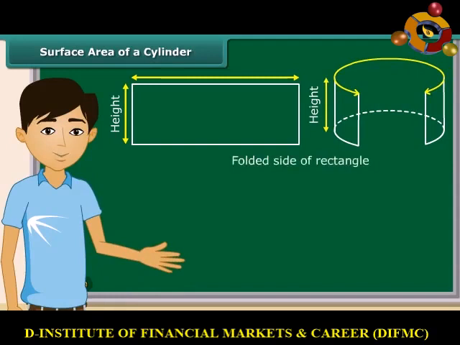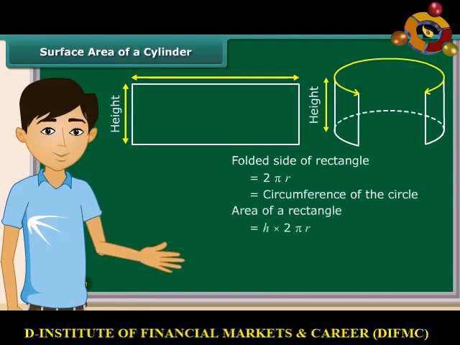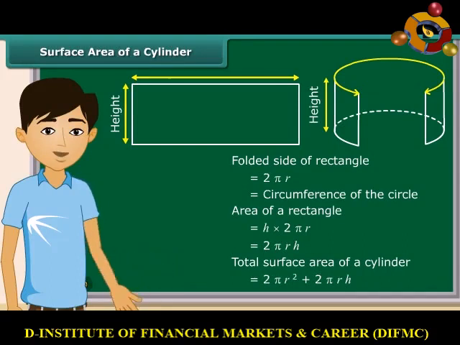Thus, the folded side of the rectangle must be equal to 2 into pi into r, which is the circumference of the circle. To get the area of the rectangle, multiply h by 2 into pi into r, and that is equal to 2 into pi into r into h. Therefore, the total surface area of the cylinder is equal to 2 pi r square plus 2 pi r h.